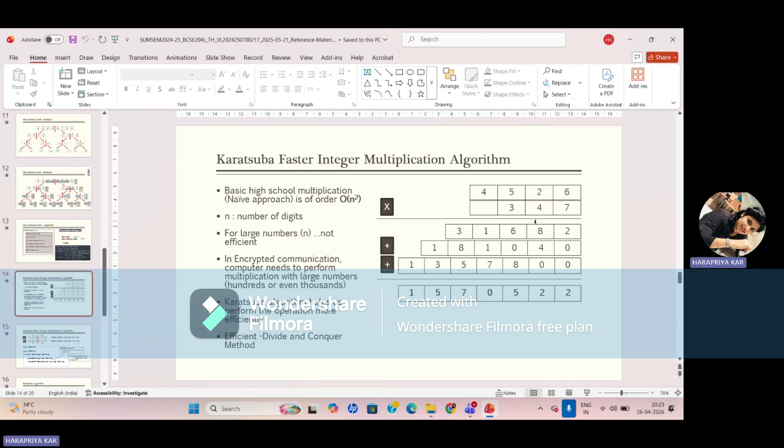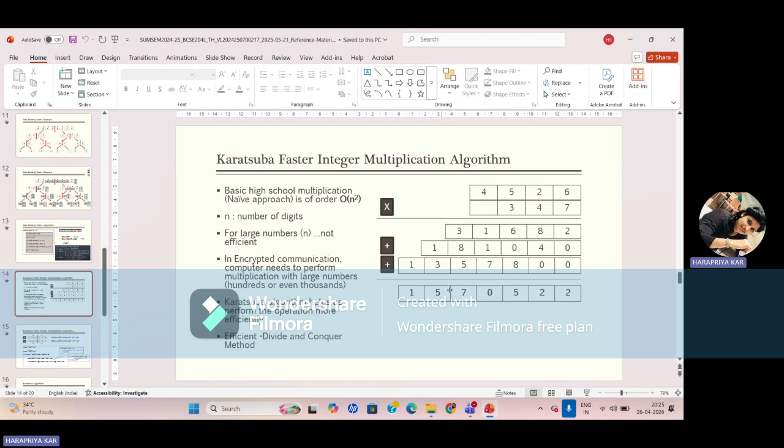Here, what is the important concern? The important concern is that the naive method goes with a time complexity of big O of n square. Karatsuba, on the other hand, works for efficient operation. That means it can work for larger numbers and provide efficient results. So this is about the Karatsuba faster integer multiplication algorithm.